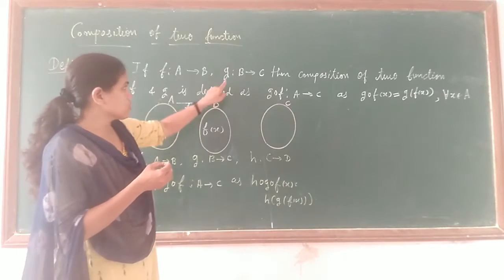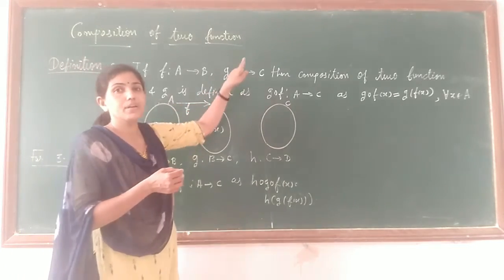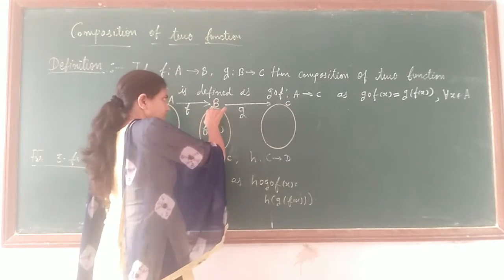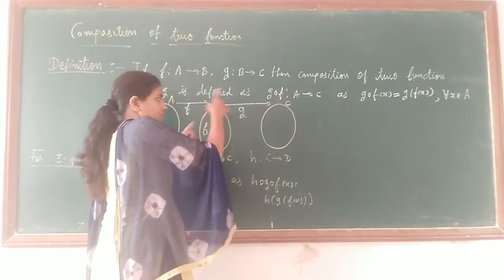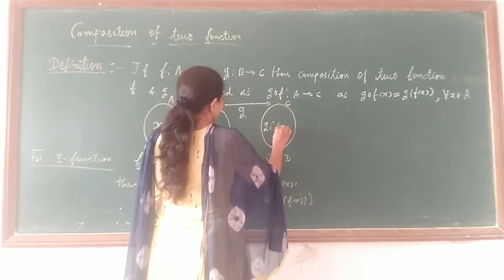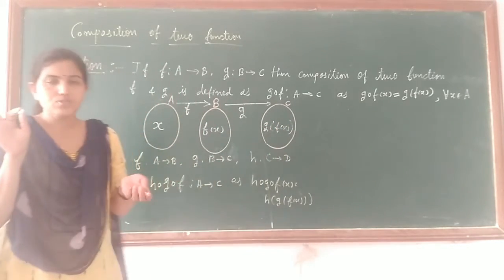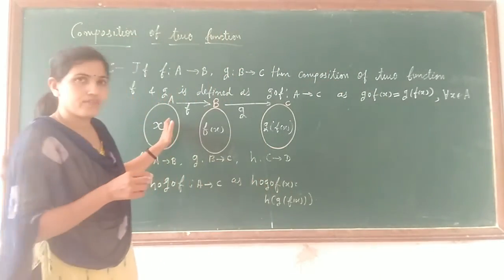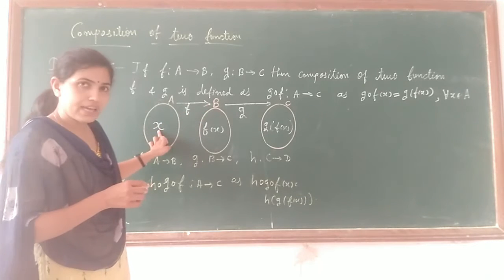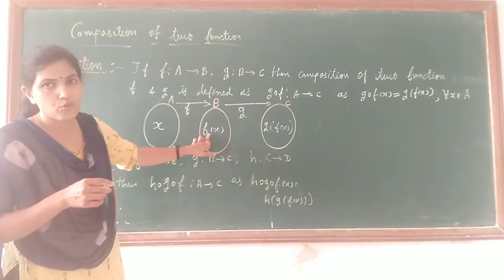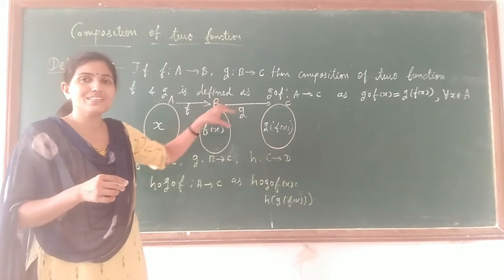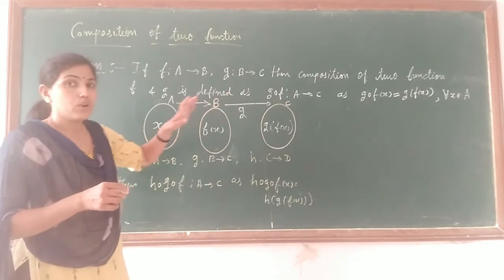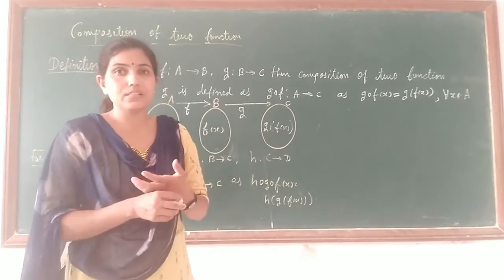Now if another function is also defined, that is g, from B to C, then g takes the element of B to C. So this will be g of f of x. So the functions are defined as f from A to B, taking x to f of x, then g from B to C, taking f of x to g of f of x.